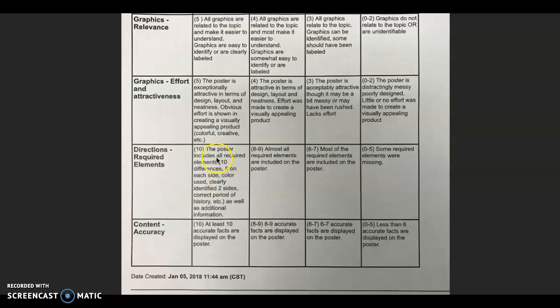Required elements: you must have 10 differences, 5 on each side. So 5 for the North and 5 for the South. That means 5 different images that portray what was happening in the North and what was happening in the South. Along with those 10 differences, you're going to explain them in little captions below each image, because sometimes it's hard for me to tell exactly what you meant by whatever you drew. So you'll put the facts or the explanations right under those images.